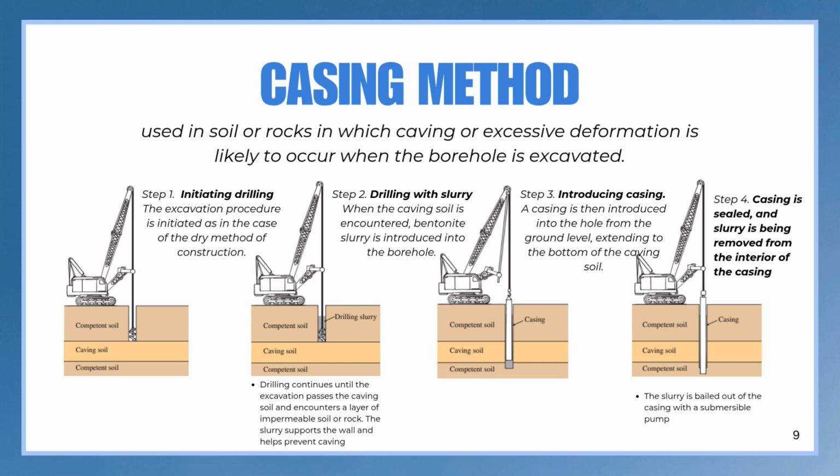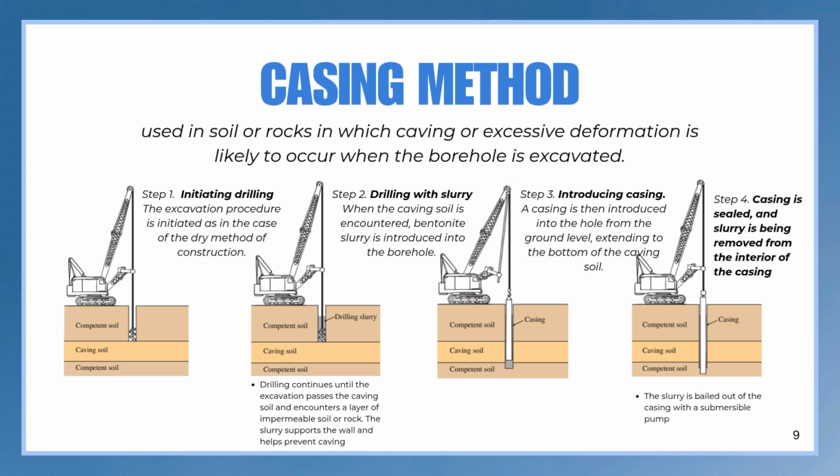Step 2, drilling with slurry. The slurry helps support the walls of the excavation by exerting pressure, preventing soil or rock from caving in. It also assists in carrying cuttings to the surface. Step 3, introducing casing. As drilling continues, a casing is inserted into the borehole. This casing provides structural support to the sides of the hole, ensuring that it remains open and stable, especially in loose or water-bearing soils.